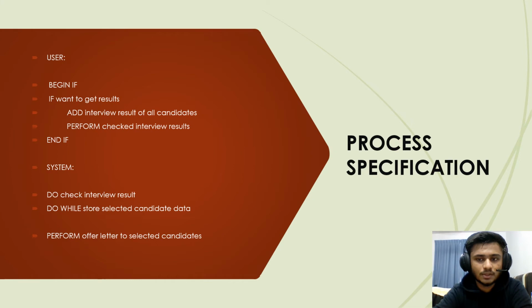For this part, we are going to discuss the process specification of the current module of the system. For this process specification, we followed structured English, and for every other module of the system, we use the same principle. Here we showed the process specification for both the user and the system, following the structured English principle.